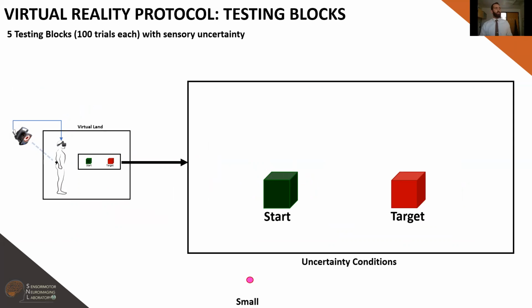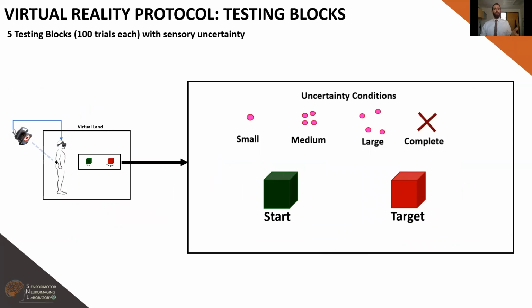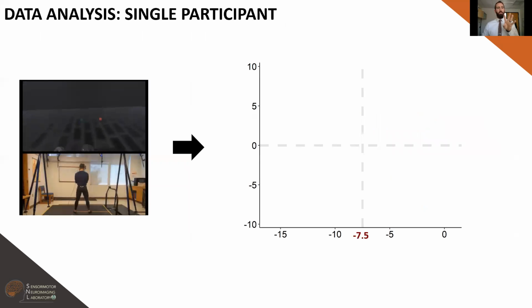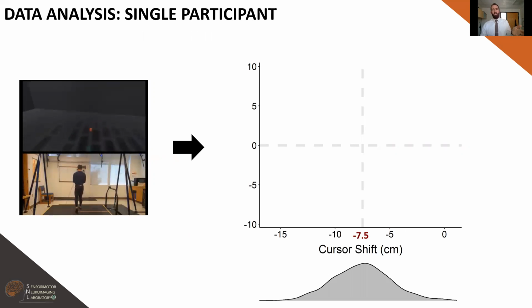We did this by adding noise to the cursor location or removing feedback altogether. This forced them to make an estimate with uncertain sensory info to rely on. The size of noise varied between 2 conditions, resulting in 4 different conditions of visual uncertainty. For the analysis of each participant, we plot the shift on each testing trial against the accuracy and use the linear fit between the two as our outcome metric.